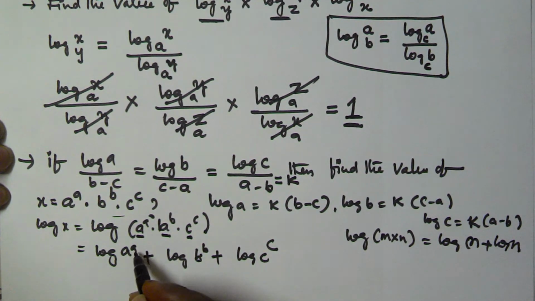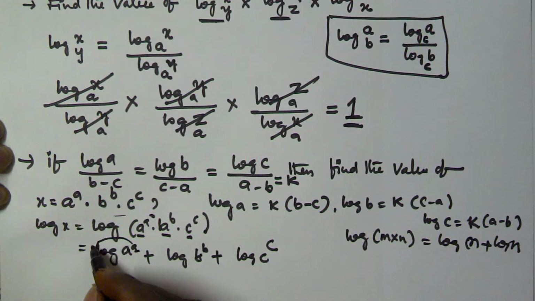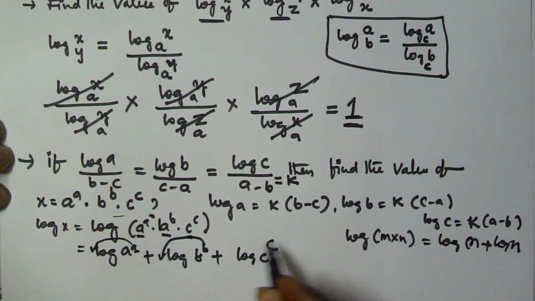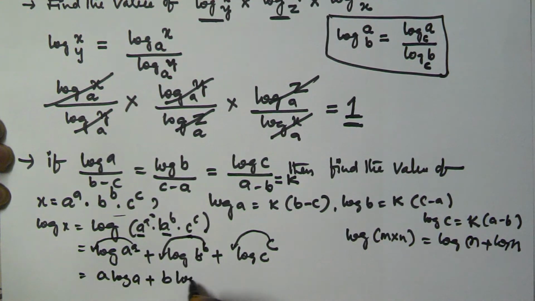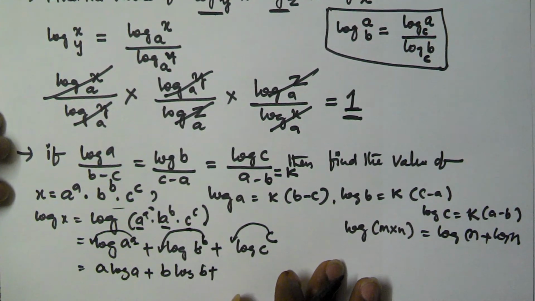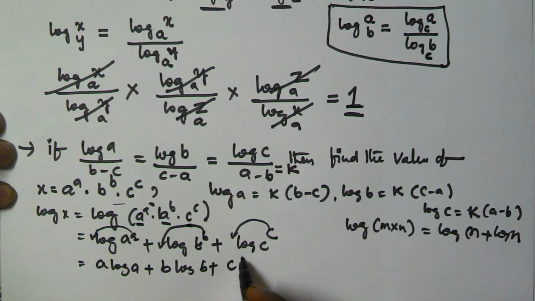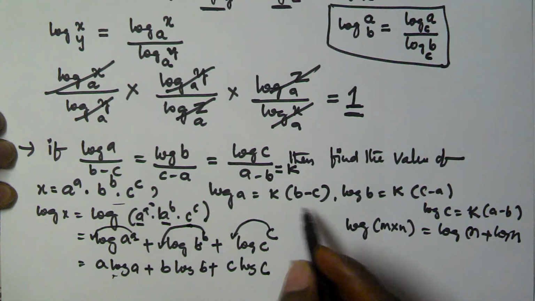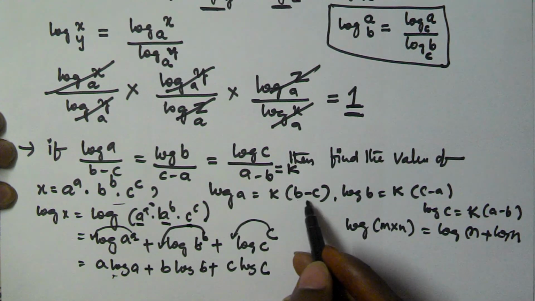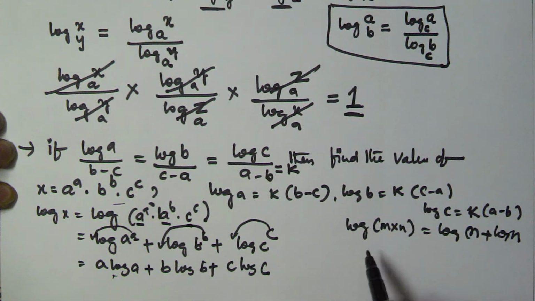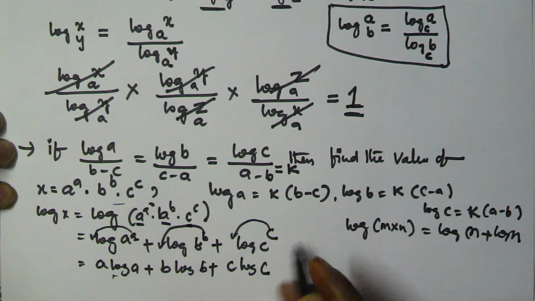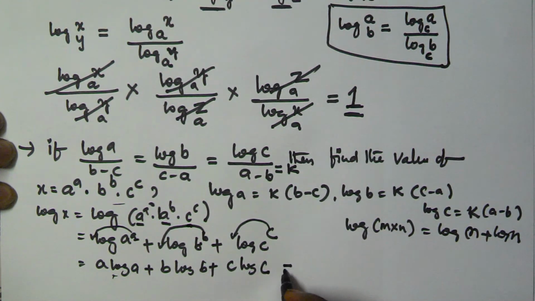Whenever there is a to the power of a, this power is going to be moved here. So this b is going to be moved here, and this c will move here. So we get a of log a plus b of log b plus c of log c. Already we have log a, log b, log c values here. Log a value is k into b minus c, log b is equal to k into c minus a, and log c is equal to k into a minus b. So when we substitute these values here, we will get the value of 0.